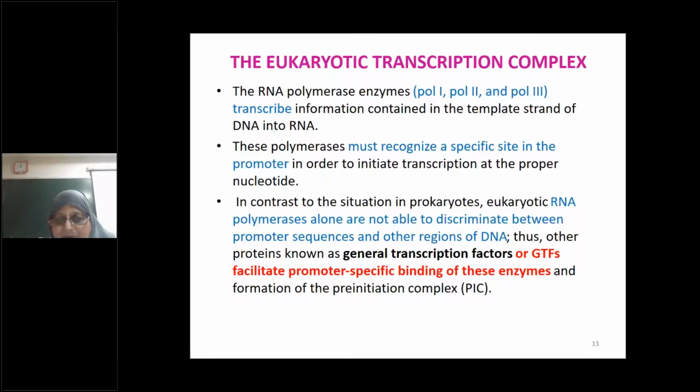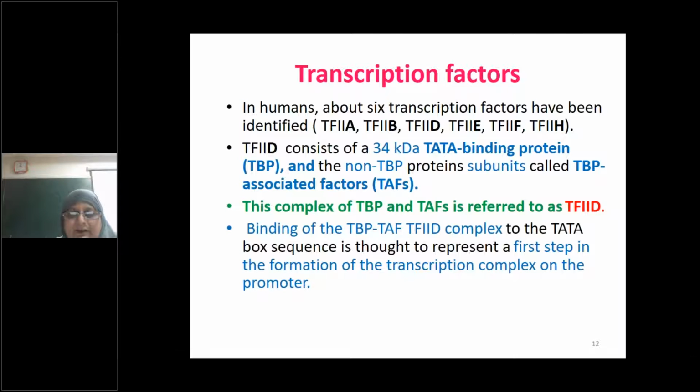So other proteins known as the general transcription factors, or GTFs, facilitate the promoter specific binding of these enzymes. These transcription factors will help the RNA polymerase to recognize the promoter sites and form the pre-initiation complex. These transcription factors are 6 in number: transcription factor 2A, 2B, D, E, F and H. So there are 6 transcription factors.